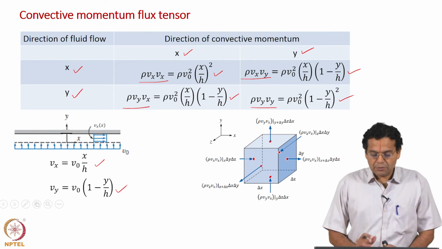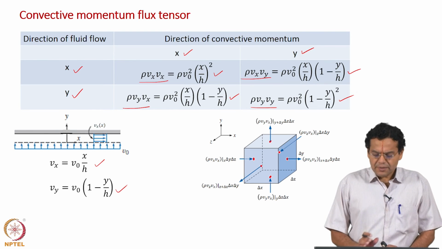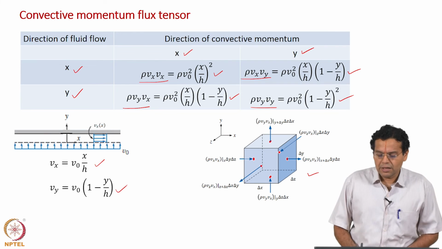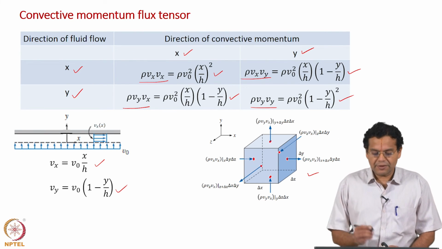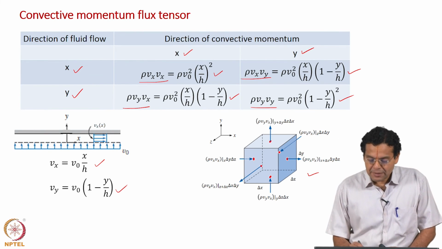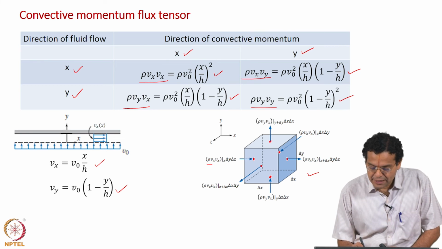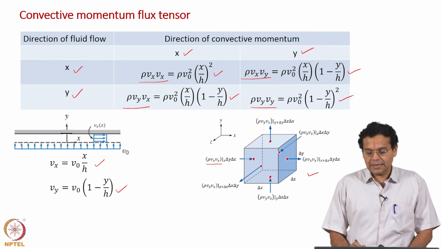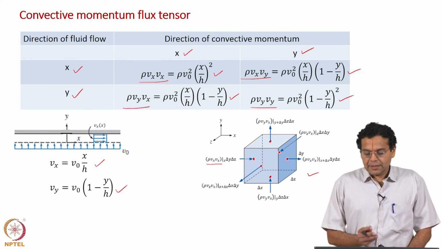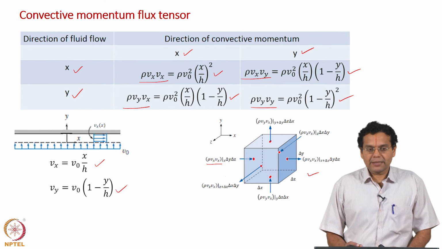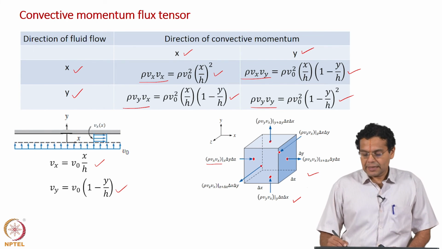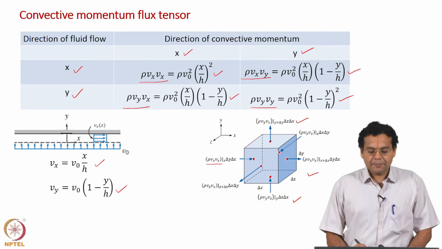How do you interpret this? If you look at this control volume, just ignore the z direction, because we have variation only along the x and y directions. Here, rho Vx Vx multiplied by delta z represents the rate of flow of momentum entering and leaving along the x direction. Similarly, here is the rate of momentum entering and leaving along the y direction.